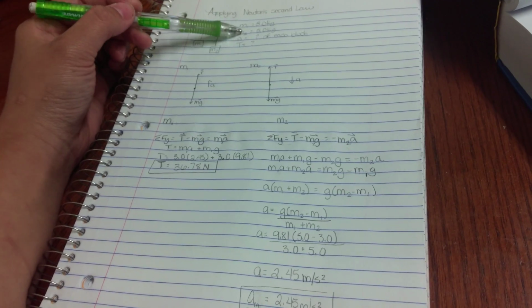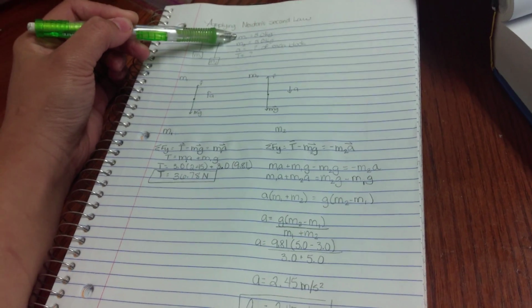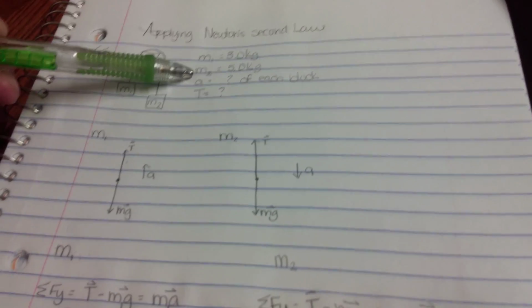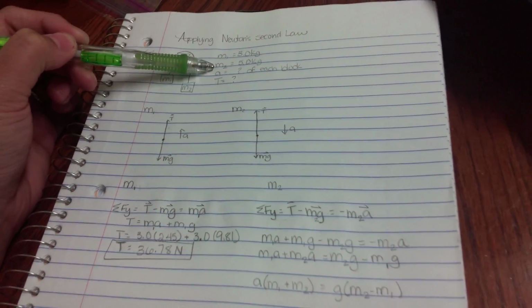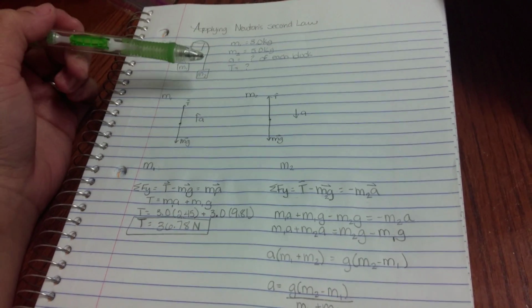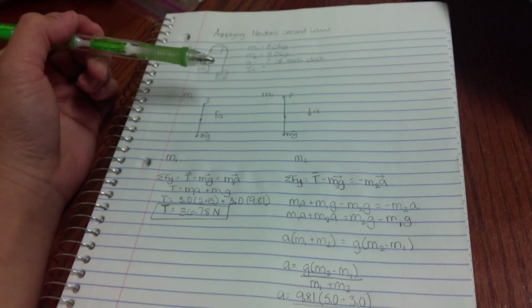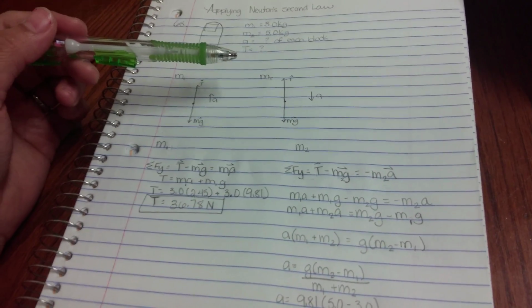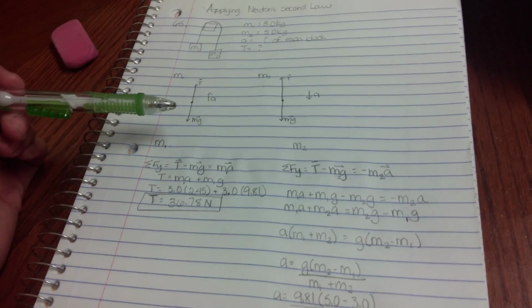They told me that mass 1 equals 3 kilograms, and mass 2 equals 5 kilograms. And then the question is asking me what are the accelerations of each block and what is the tension of the cord. So first, to find the acceleration and tension, I would have to draw the free body diagram.